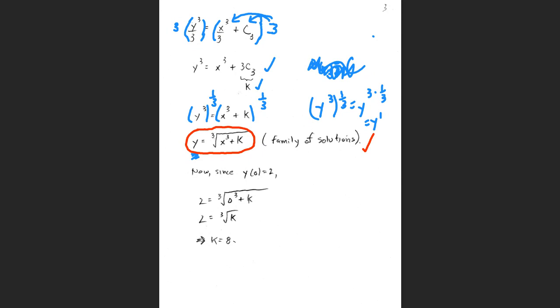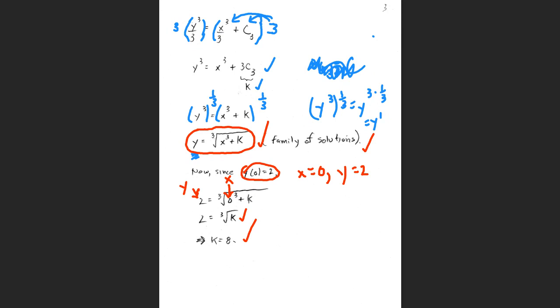All right. Well, now let's put in our initial condition that y of 0 equals 2. This means when x equals 0, y equals 2. So for y, I put in 2, and for x, I put in 0 in my general solution. And that allows me to solve for k. I'll get 2 equals the cube root of k, but then that means k has to equal 8.